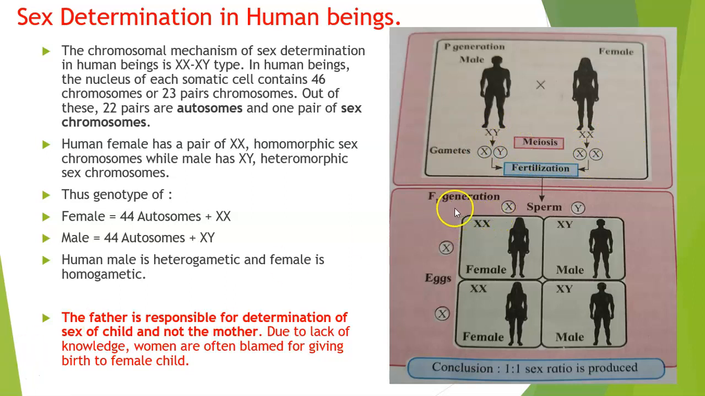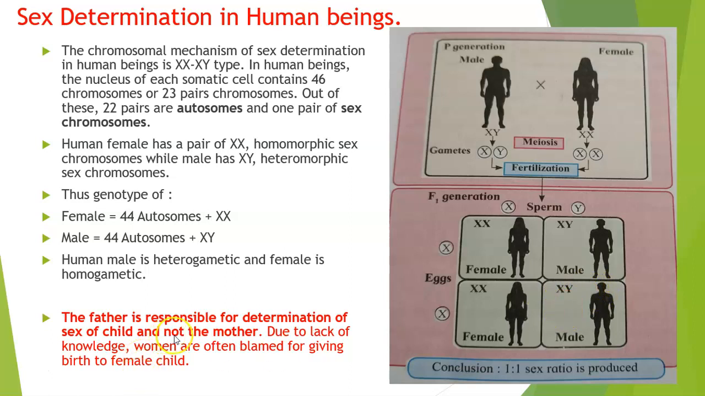In the F1 generation, if the sperm containing the X chromosome fertilizes the ovum containing X, then the zygote will be formed and will grow into a female child. If the sperm containing the Y chromosome fertilizes the egg, then the diploid zygote will grow as a male child.